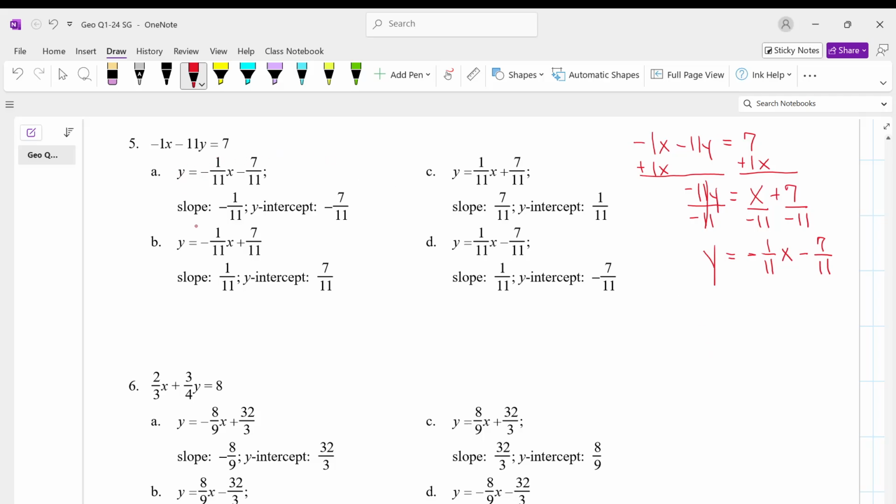All right, so I'm looking at these equations, and C and D have positive slopes, so we're not going to use those. A and B have -1/11 as the slope, but answer choice B has a positive 7/11 as the y-intercept, so we're not using that one. So process of elimination. And again, our slope matches our slope, and our y-intercept matches our y-intercept.